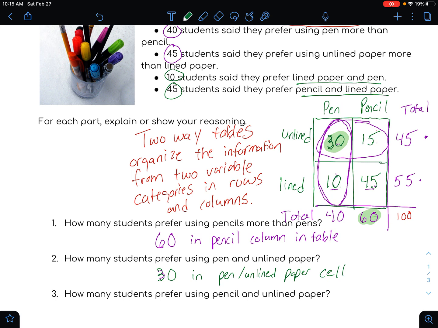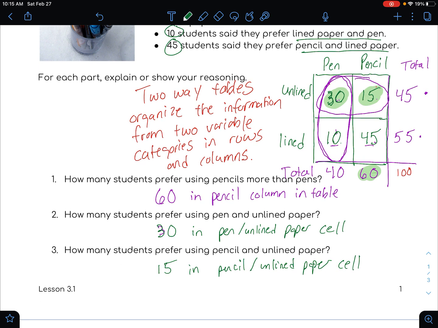How many students prefer using pencil and unlined paper? So pencil and unlined paper. So that would be that category right there. That cell is in the pencil column and unlined paper row. So that is going to be 15 in the pencil and unlined paper cell.